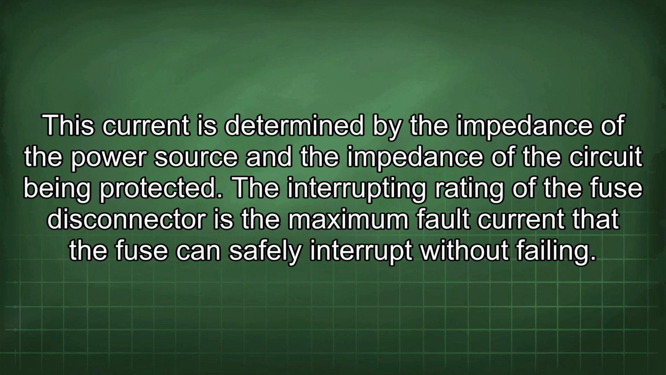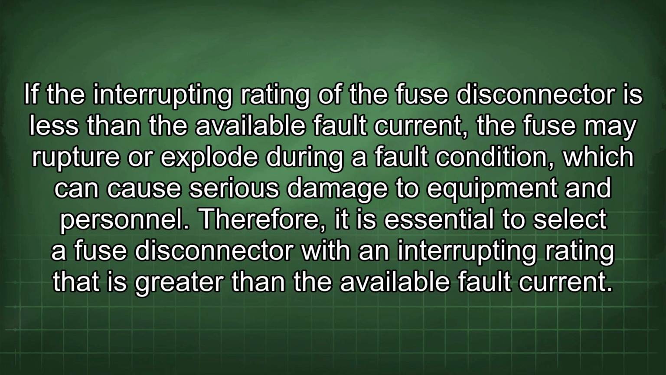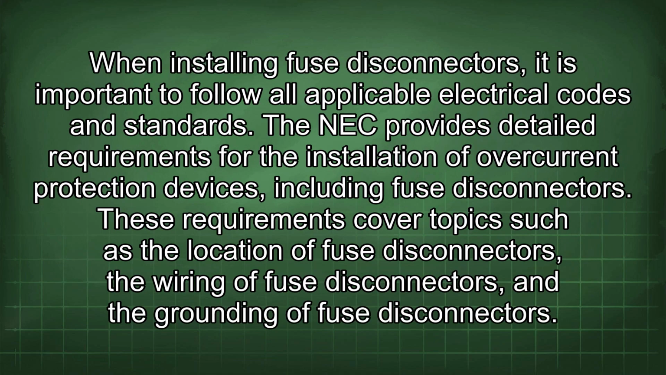This current is determined by the impedance of the power source and the impedance of the circuit being protected. The interrupting rating of the fuse disconnector is the maximum fault current that the fuse can safely interrupt without failing. If the interrupting rating of the fuse disconnector is less than the available fault current, the fuse may rupture or explode during a fault condition, which can cause serious damage to equipment and personnel. Therefore, it is essential to select a fuse disconnector with an interrupting rating that is greater than the available fault current.